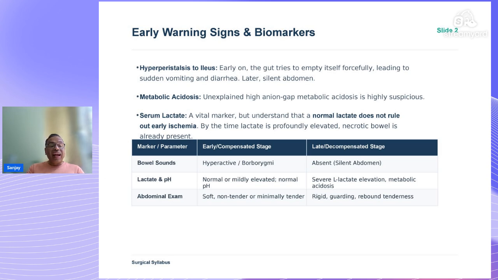But as the ischemia progresses over a period of time, and when it progresses beyond the mucosa and becomes transmural, then the peristalsis ceases because of the ischemia of the neural plexuses also. And when the peristalsis ceases, the abdomen becomes absolutely silent. So this hyperperistalsis to ileus is a very important initial warning sign for disease progression.